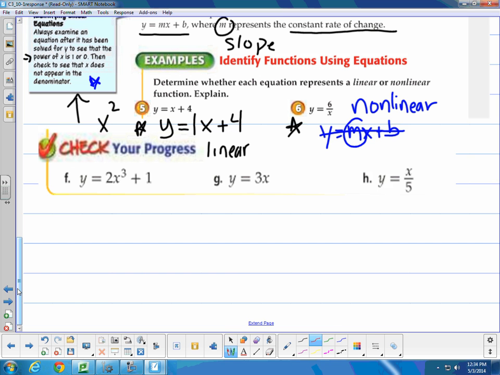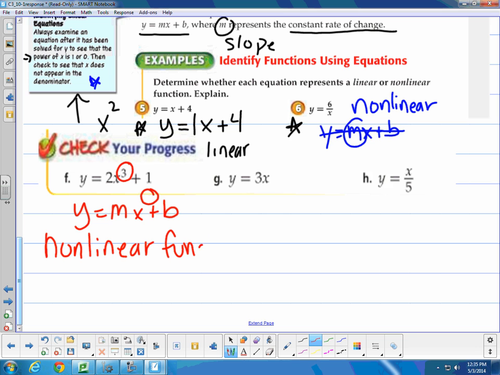For F, I see right away this is sort of in the form of y equals mx plus b, but like my study tip above told me, I'm supposed to look to see if the power of x is more than 1 or 0, and if it is, it's non-linear. So since this is a power of 3, this is going to be non-linear. So I'm going to say this is a non-linear function. And since it's asked me to explain, I'm going to do that because x is to the power of 3.